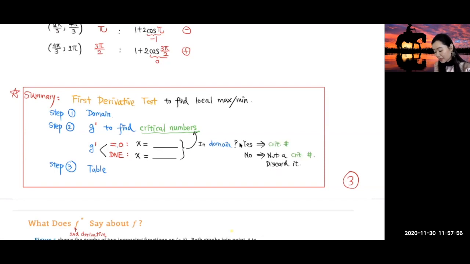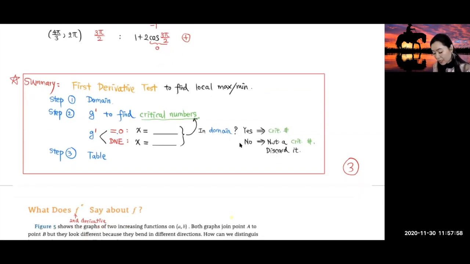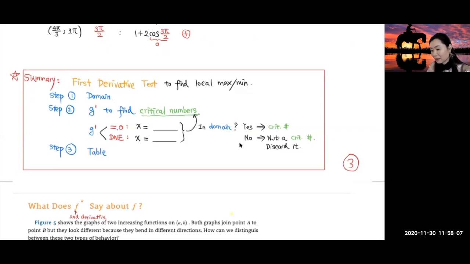And number 3, use those critical numbers to divide the domain into separate intervals, and you make a table. So that's the 3 steps. Any questions about that? First derivative test.